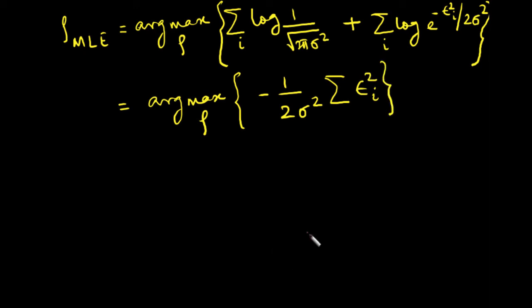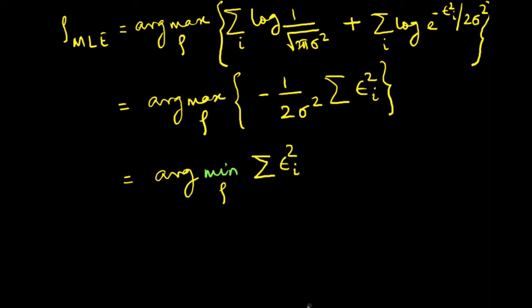Now once again this 1 by 2 sigma square is a constant, and so that goes away. And here we have a minus, and we are trying to maximize a negative quantity because this is obviously all positive. Trying to maximize a negative quantity is trying to minimize the quantity without the minus sign. So this is equal to arg min over all rho of summation of epsilon i whole square.